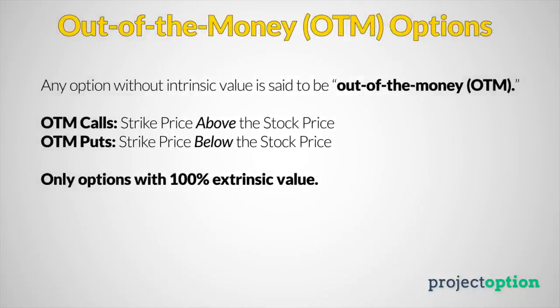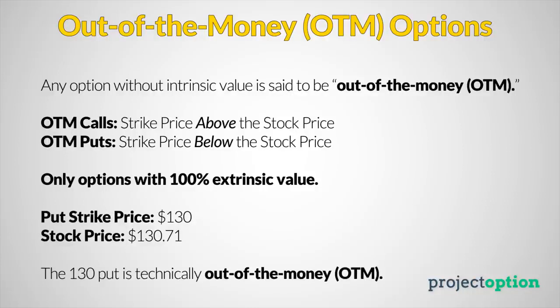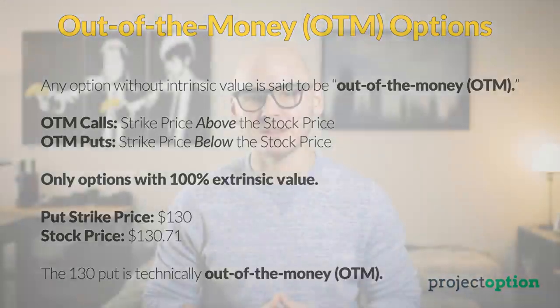But out of the money is the opposite. Out of the money refers to any option that does not have intrinsic value and therefore only has extrinsic value in its price. So an example of an out of the money option would be the IWM put option that we looked at earlier. The stock price was at $130.72, and we looked at the put option with a strike price of $130. At that moment, the put option did not have any intrinsic value in its price, and therefore it is said to be an out of the money option.